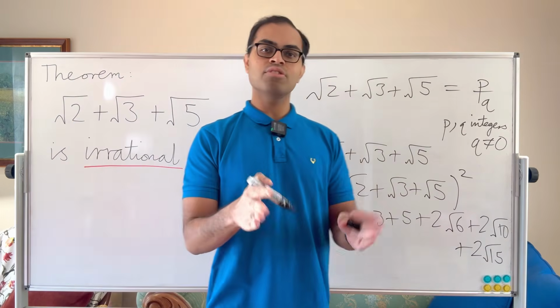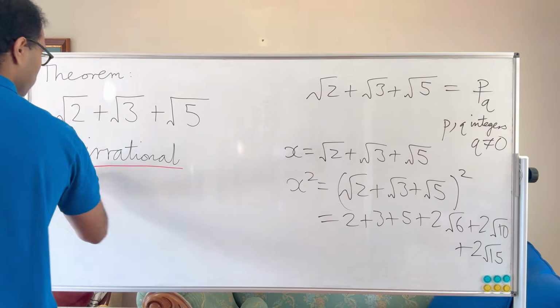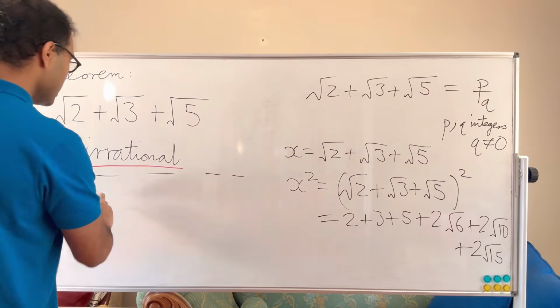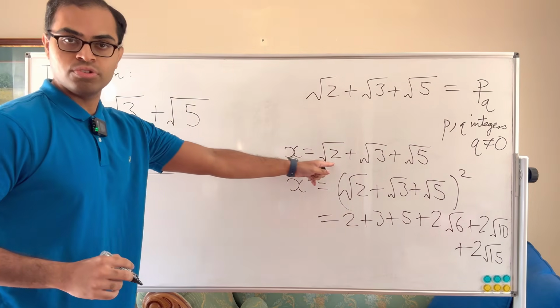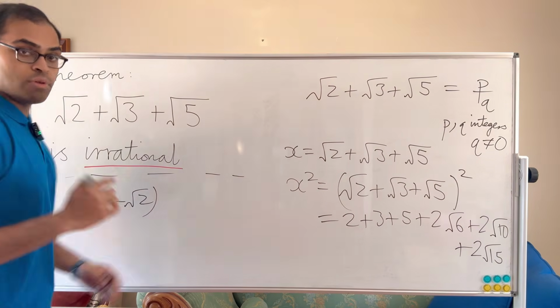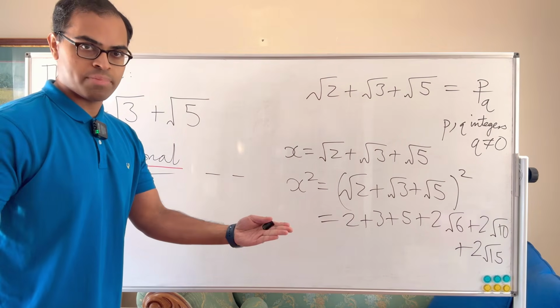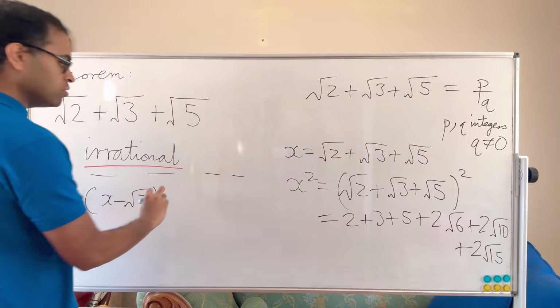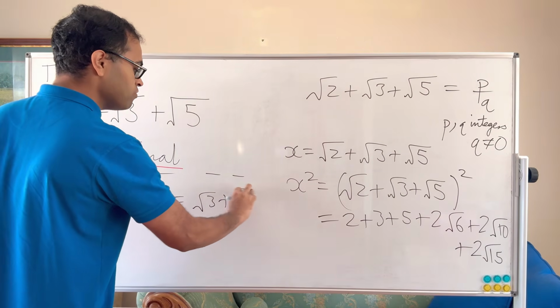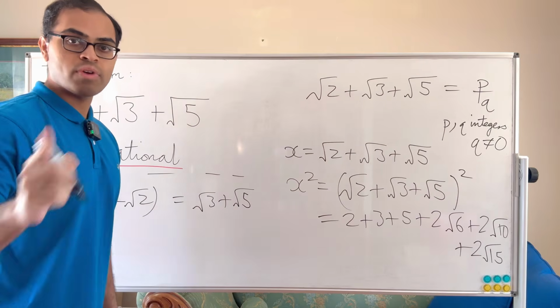So what we instead do, and this is again showing you how math works, it's not always the most polished method, is actually subtract root 2 from both sides and write x minus root 2. X is the thing we want to show is an irrational number. Okay, so we look at x minus root 2, and that's going to equal the square root of 3 plus the square root of 5. And then what we do is we square both sides.